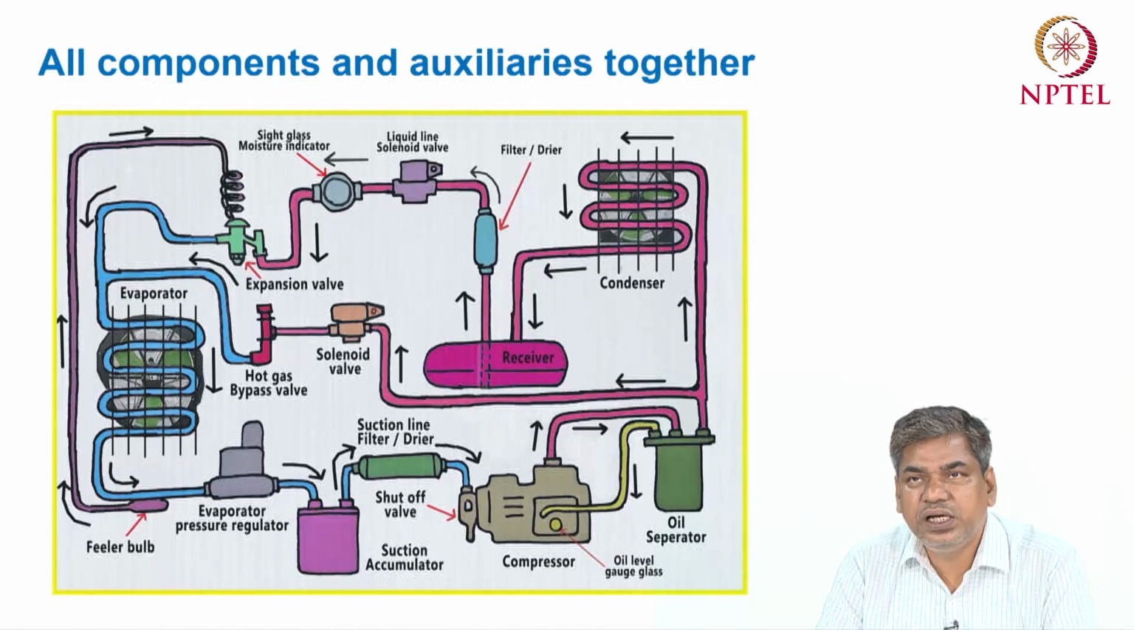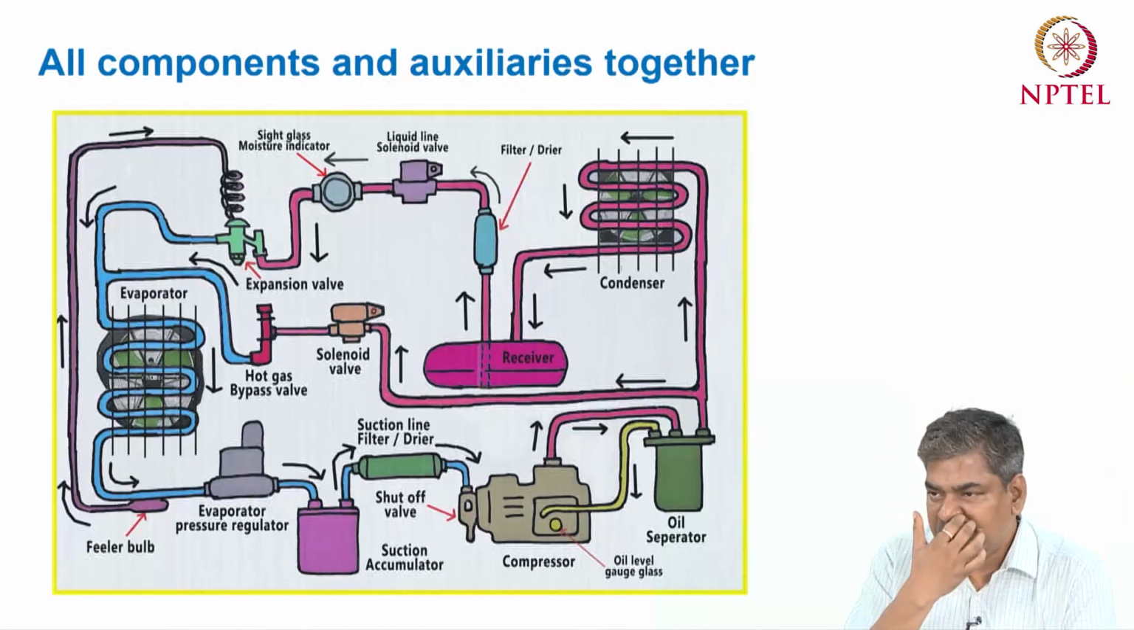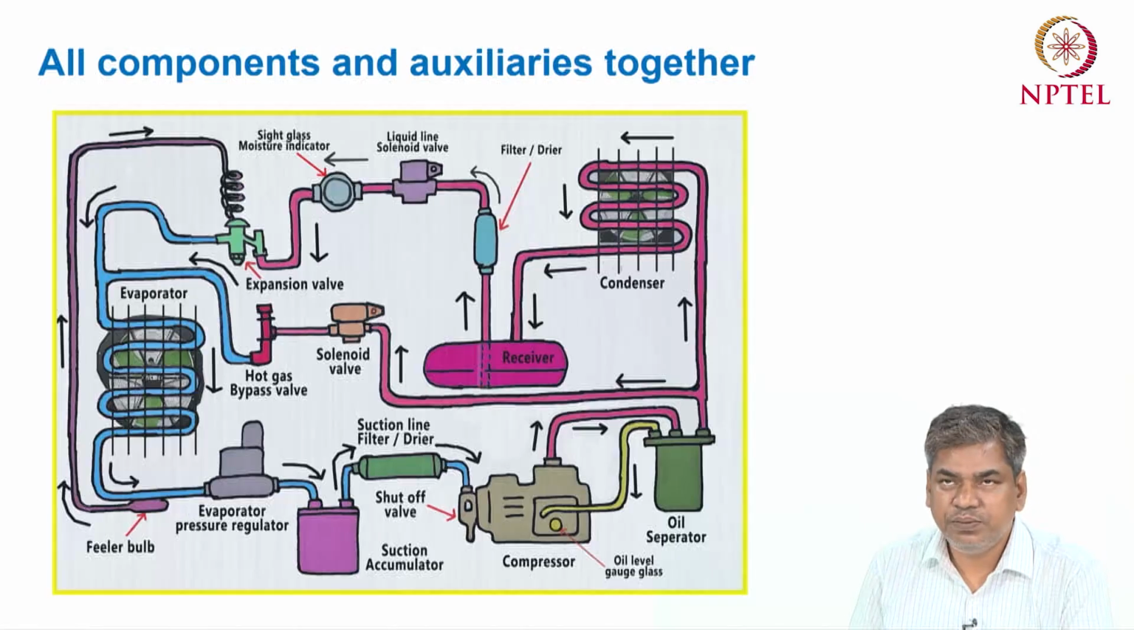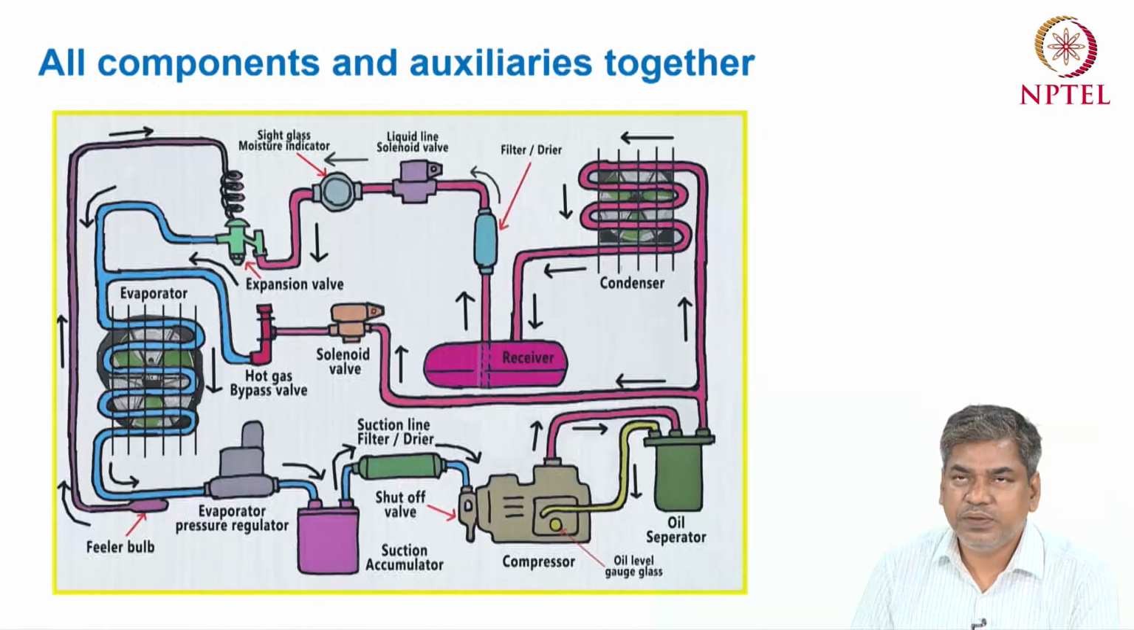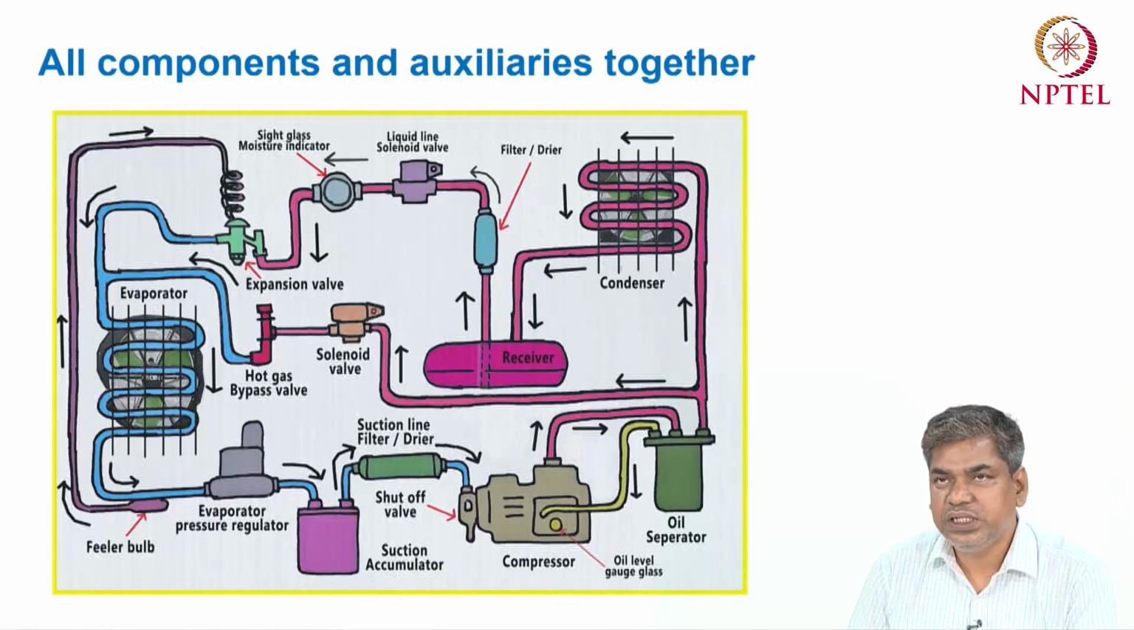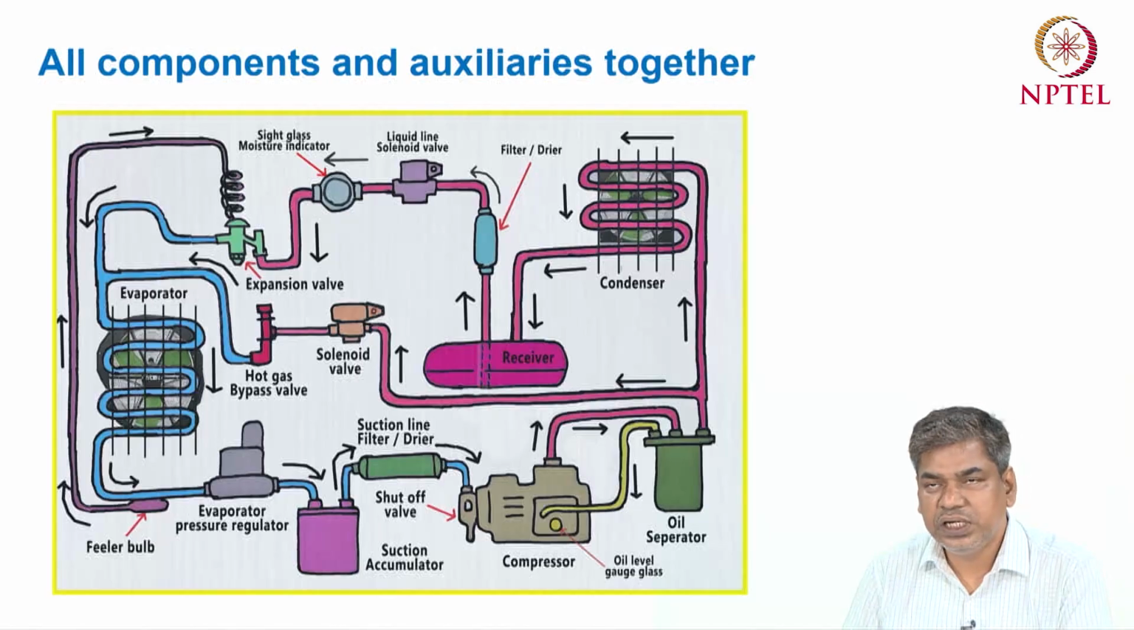Then there is a filter or dryer. The filter is basically used to filter unusual components or solid particles if they are mixed with the refrigerant. The dryer is basically used to dry up the refrigerant. That means if any moisture has been mixed with the refrigerant, the dryer absorbs all the moisture in the refrigerant. After that we can use a valve to control the mass flow rate to the circuit.